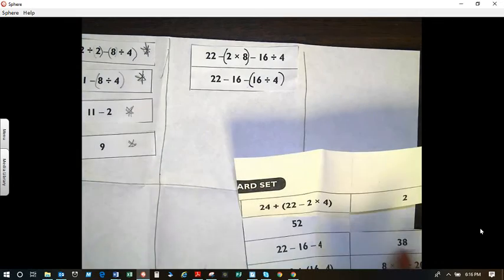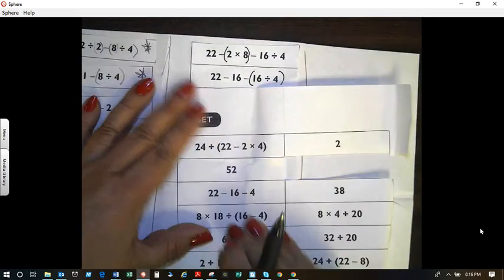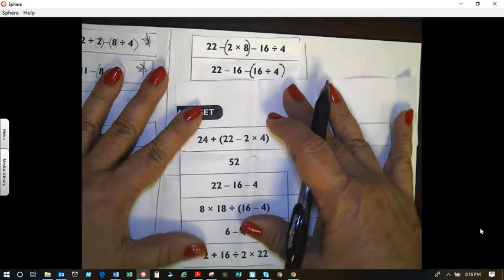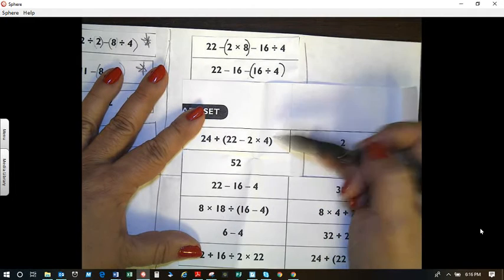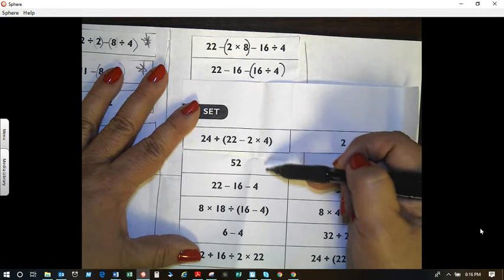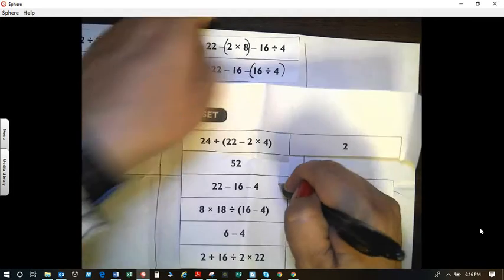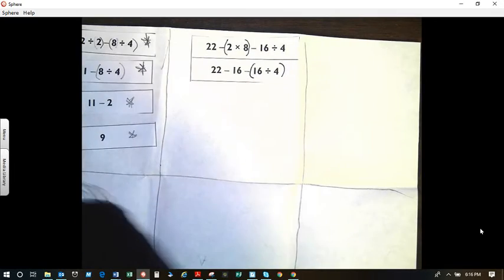So I'm going to look over here. Do you see where it has 22 minus 16 minus 4? So that's not it, and it's right here. So I'm going to cut out this one here. So it's the third one down, and I should have cut columns.